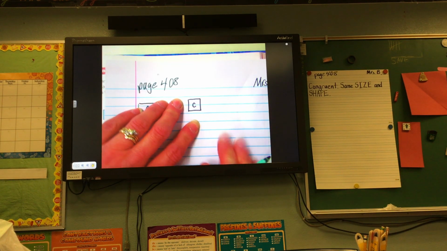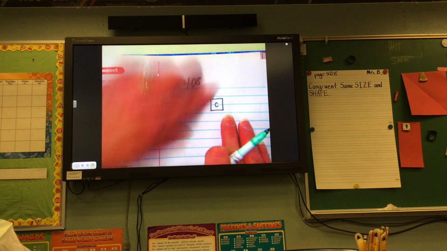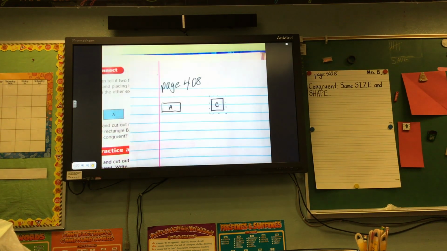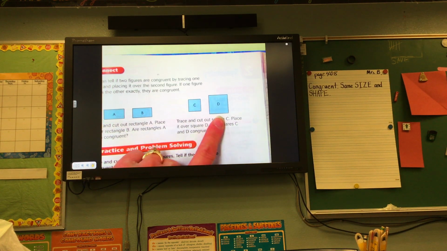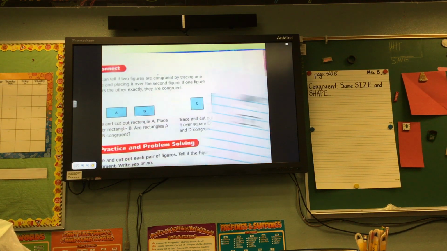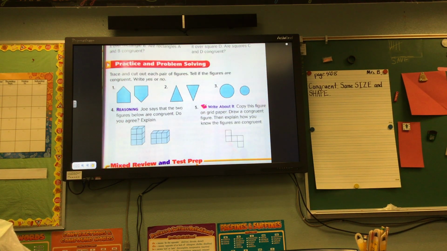I'm going to scoot my paper over. And is it the same as letter D? No, I'm seeing letter D is a little bit bigger on the outside. So looking at that, that tells me that shape C and D are not congruent. They do not match.